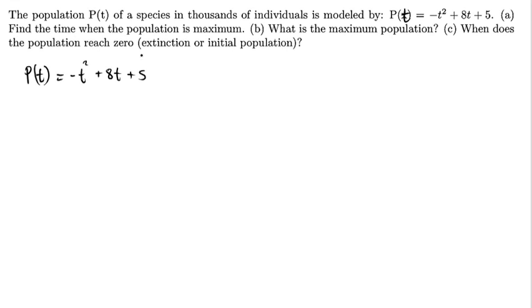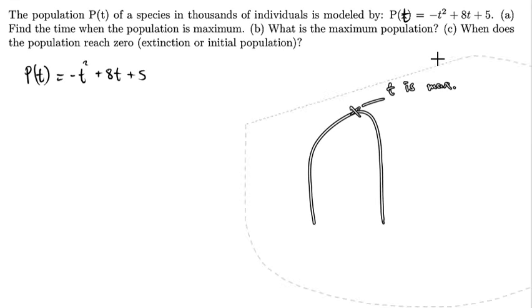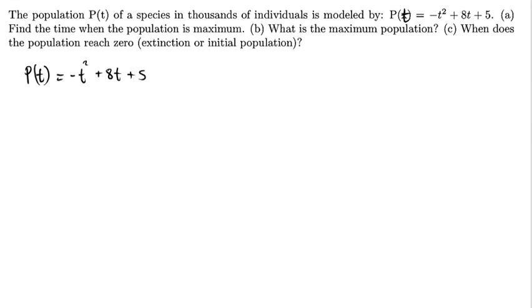Clearly this quadratic equation represents a maximum graph. At the highest point, this is where the population is max. Now that of course represents the vertex of the quadratic equation. So to find the time when the population is maximum, we just need to say t is equal to negative b over 2a. That's how we find the vertex x coordinate.